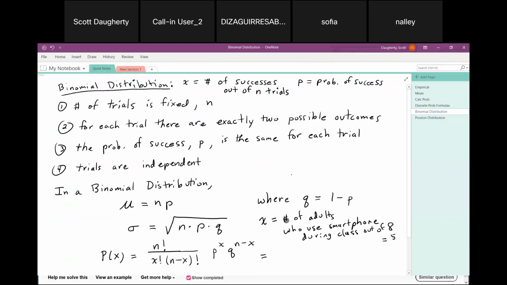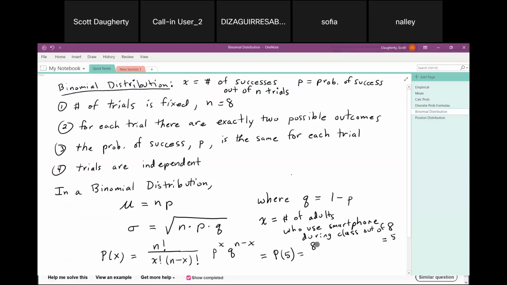When I do this, it could be 0 out of 8, 1 out of 8, 2 out of 8, 3 out of 8, 4 out of 8, 5 out of 8, 6 out of 8, 7 out of 8, or 8 out of 8. I wanted the probability that I get 5 people out of 8 who say they use their smartphones during classes or meetings. And so that's what this does here. This calculates the probability that X will be a certain number. So X here is 5. I'm going to show you how it works in this formula. N is the number of trials, so in this case, 8 trials.